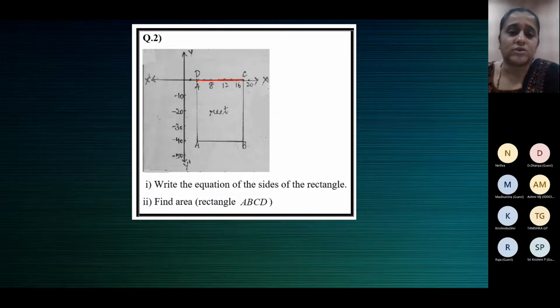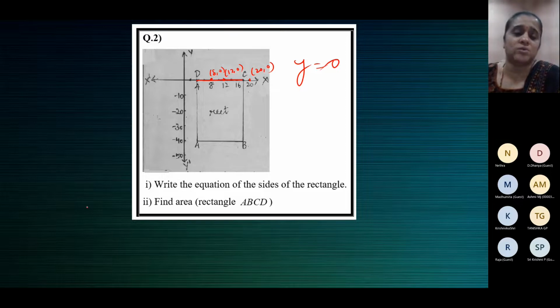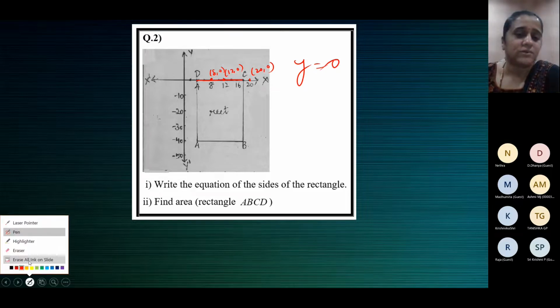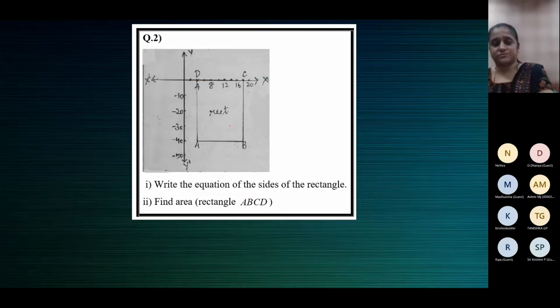So you can verify that. You can check that here. The address of this point is 8, 0. The address of this point is 12, 0. The address of this point is 20, 0. But you see that y coordinate is always 0, which means y is equal to 0. Very good. What about AD, children?